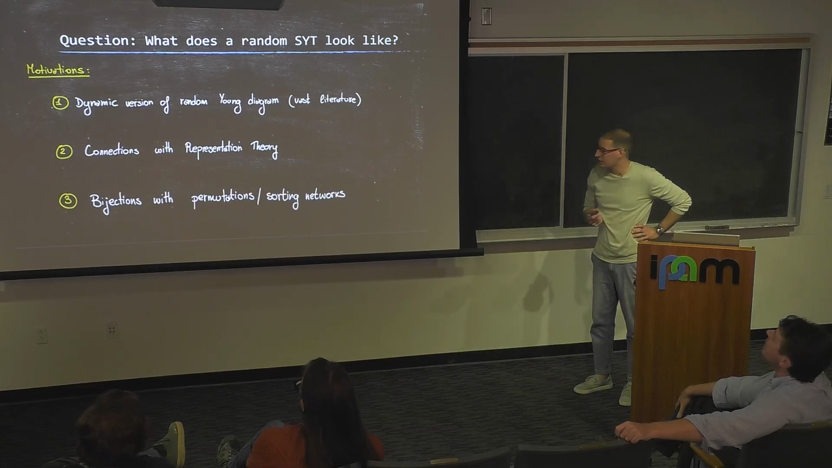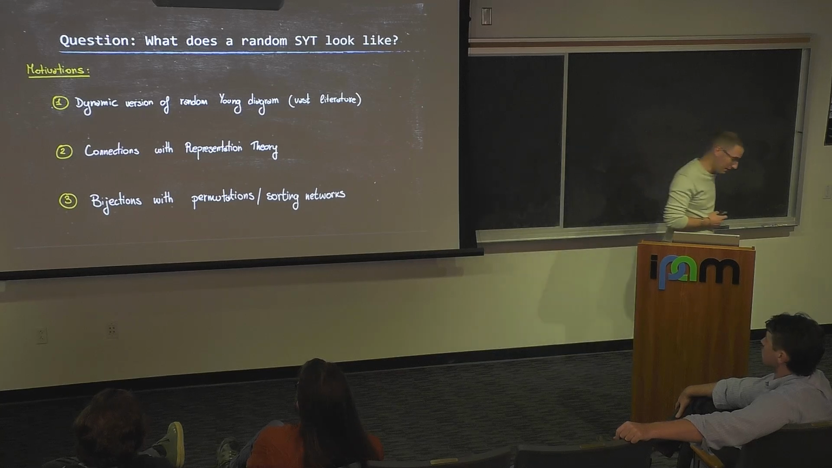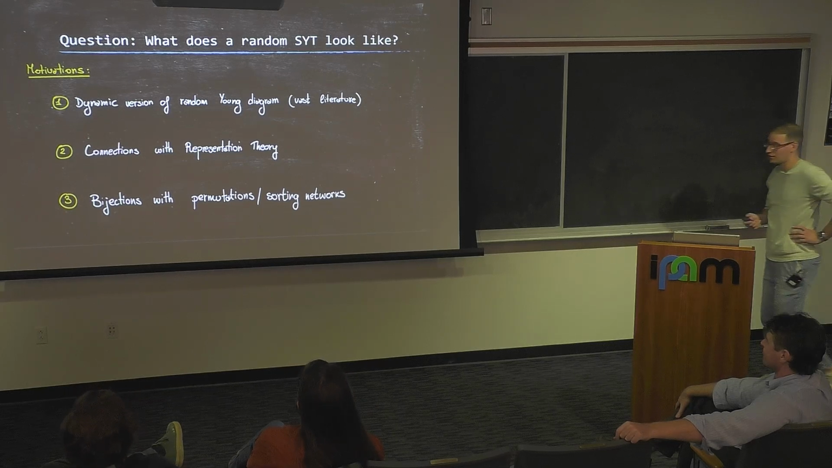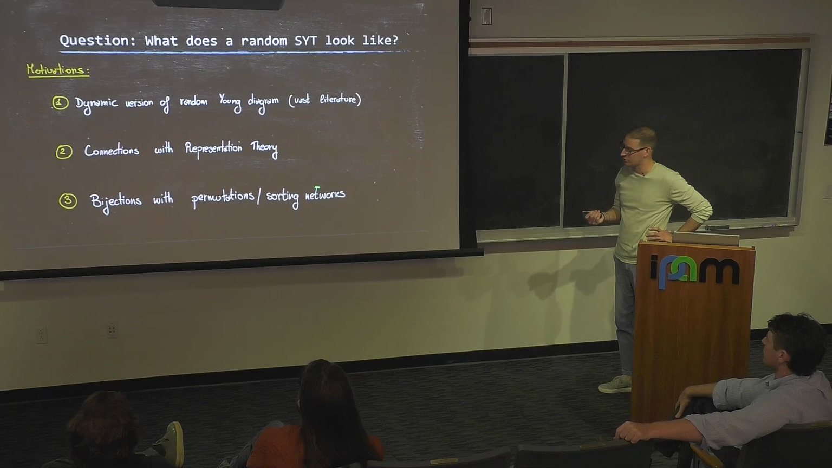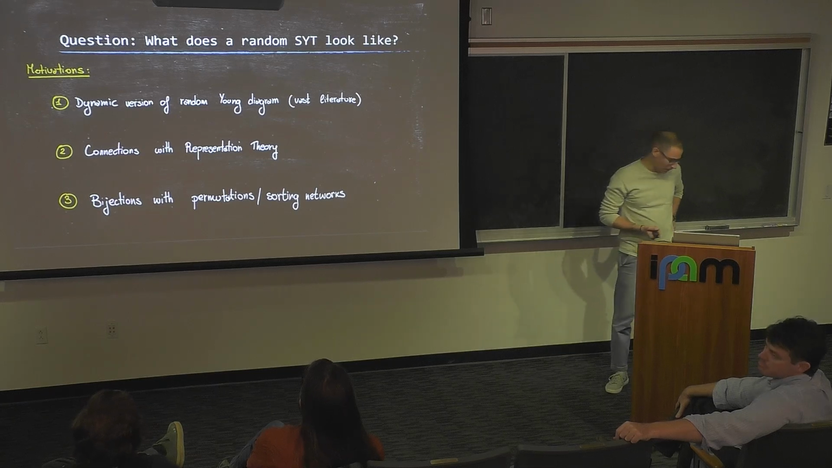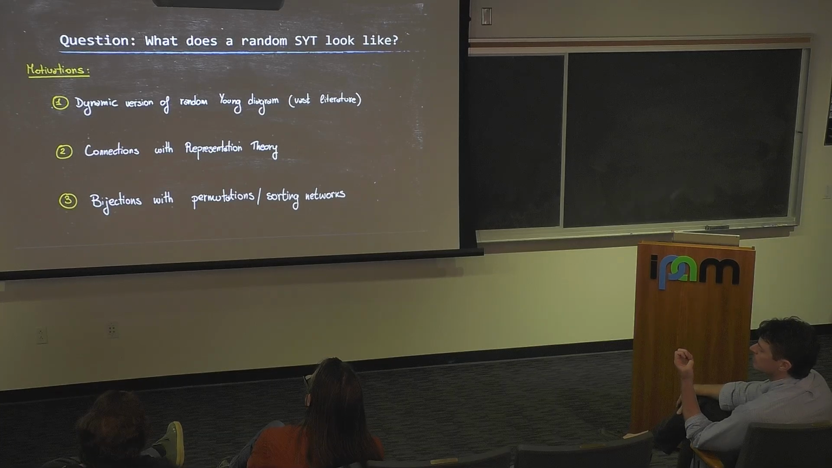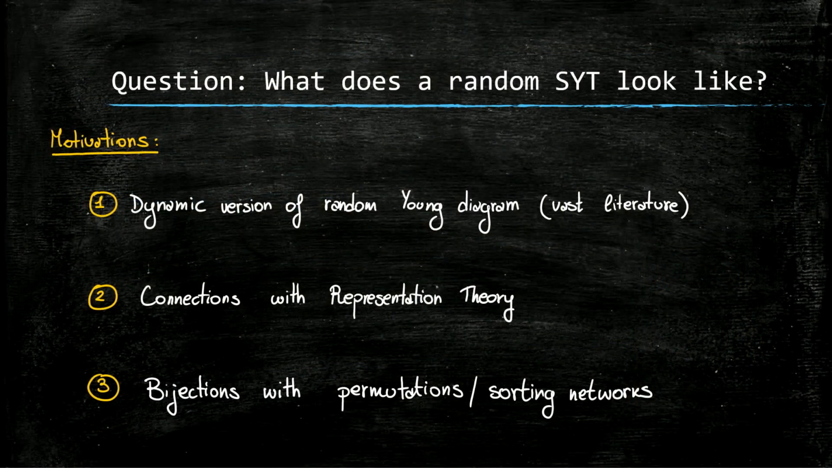And the third motivation, which is actually why I mainly care about it, is that Young tableaux are in bijection with many other interesting objects, such as permutations or sorting networks. For example, the bijection with permutations is the famous RSK bijection, or RS bijection. It's a very nice bijection because if you want to study the length of the longest increasing subsequence, it's more or less the only tool that we have. So they appear here and there.